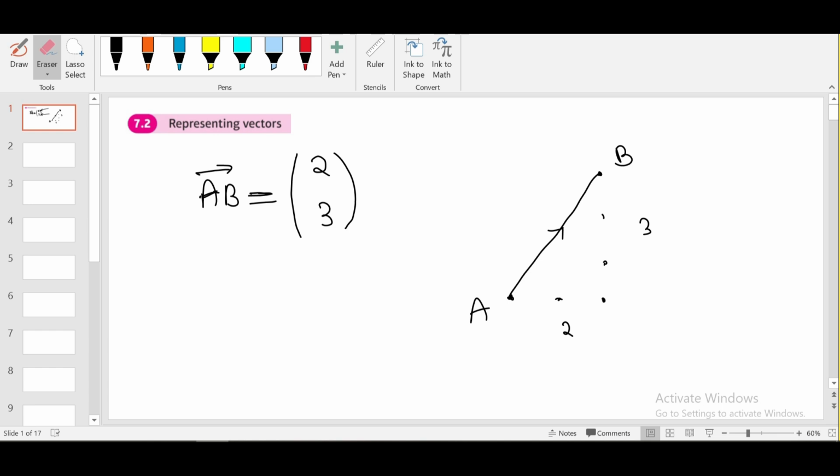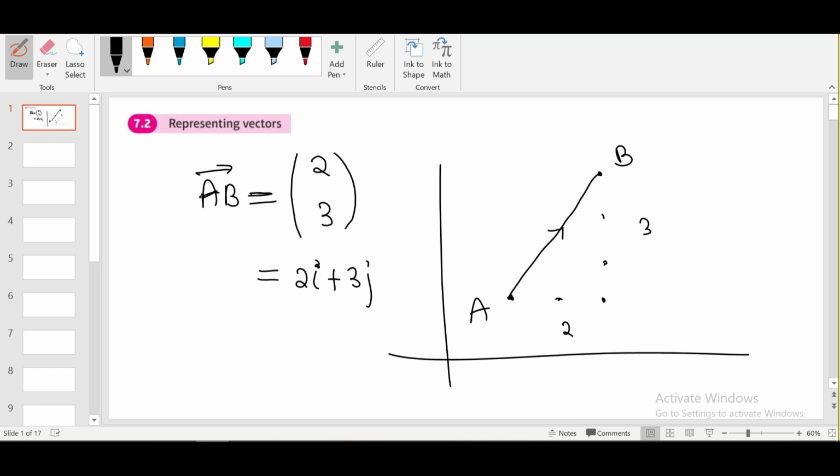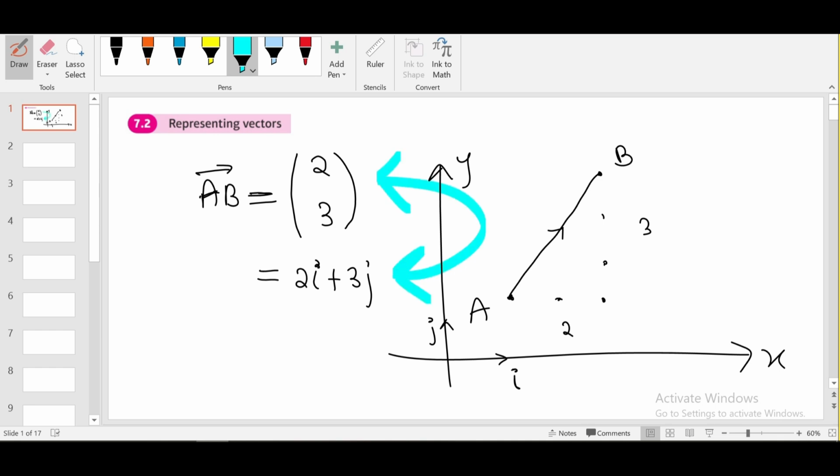There is another way you can write the vector. You can write it as 2i plus 3j. Let's say you have x and y axes here. i is the unit vector along the x-axis, j is the unit vector along the y-axis. So there are two ways you can denote a vector. Both are correct. In my calculation, I will be mostly using this because this looks a lot easier actually. But both are correct anyway. Look at my slide here.